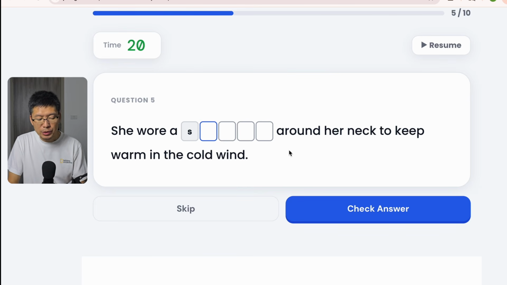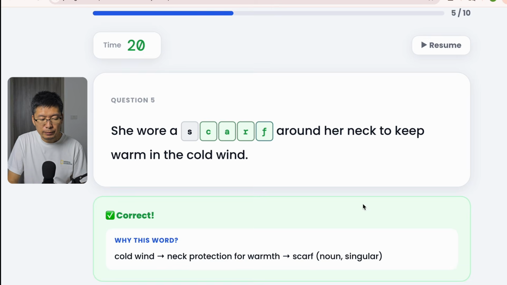Okay, the answer is scarf. Let's check. Okay, so it's a cold wind, right? Neck protection for warmth. So what can protect the neck? It's a scarf. It's a noun. And because this is a, it's singular. Singular form, scarf. That's it. Okay, next one.